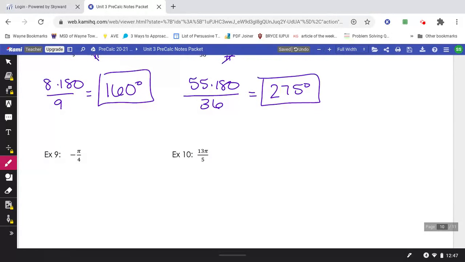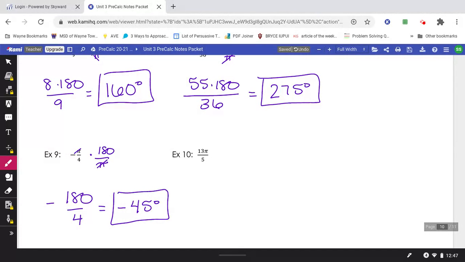The last two, example 9, this one is a negative. Again, that doesn't really affect anything. Just make sure that you keep the negative as you complete the problem. The pi's can cancel, and then you have negative 180 over 4. When you divide that, you get 45. Make sure you include the negative as part of your final answer, negative 45.